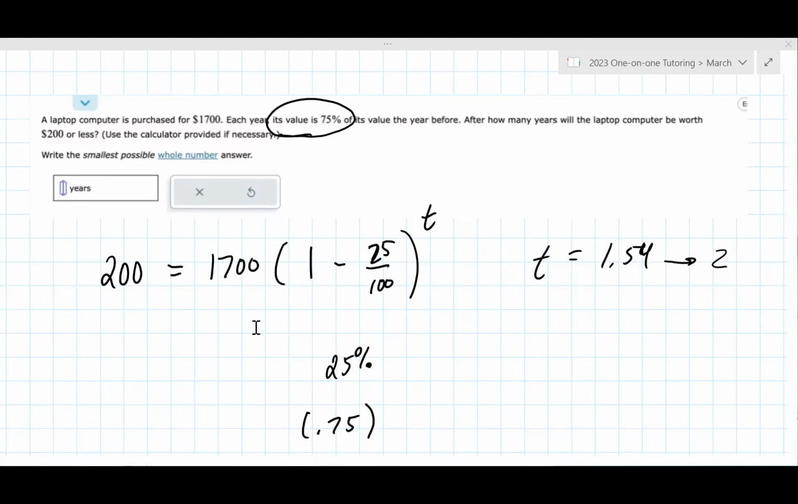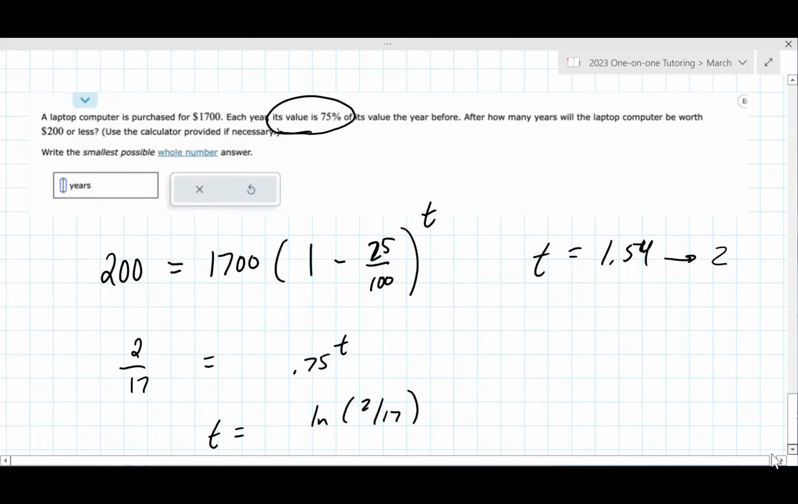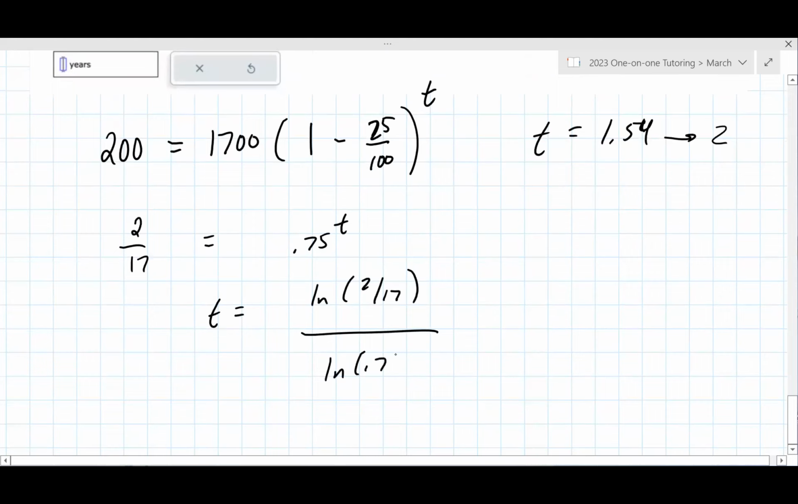So the mistake there, I don't know if you can quickly change that, but this ends up being 2 over 17 equals 0.75 to the power of t. T ends up being the natural log of 2 over 17 over the natural log of 0.75. Not 0.2. I'm sorry. Yeah, I see that. And again, it ends up being 7.44-ish, which goes to 8 yet again. Right. I got it.